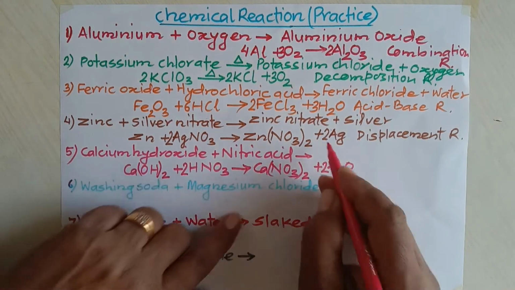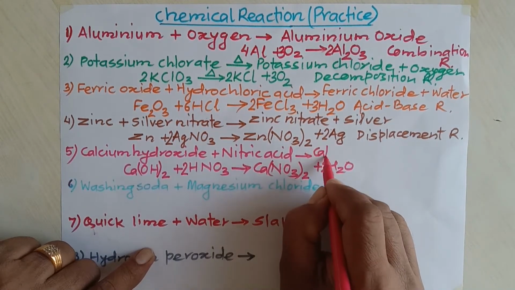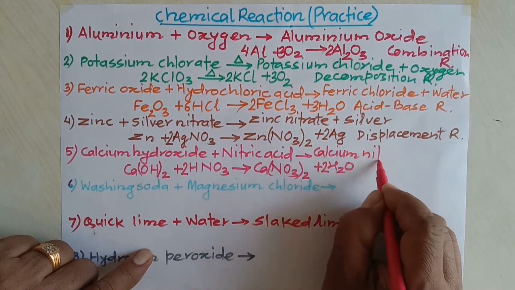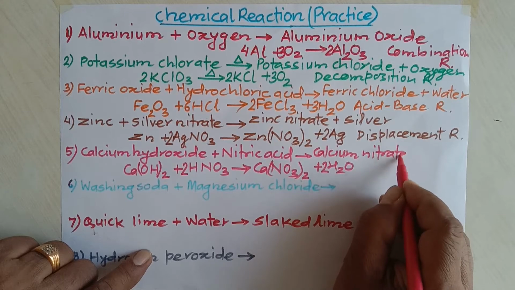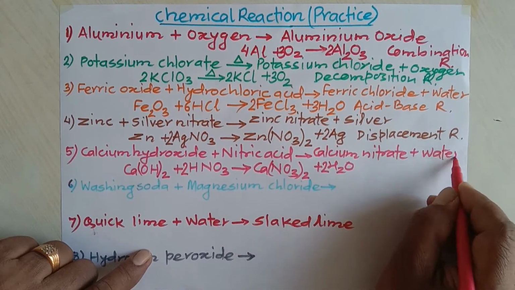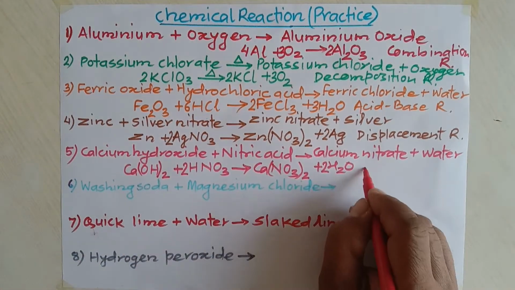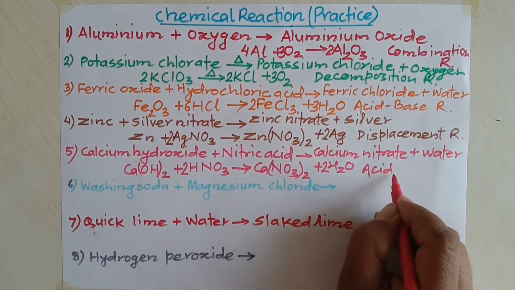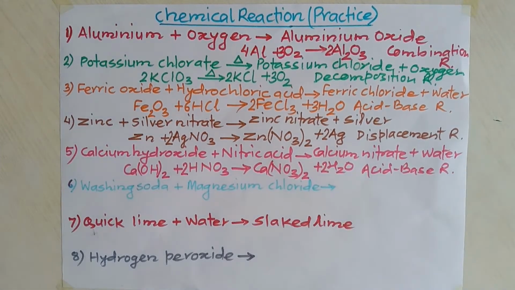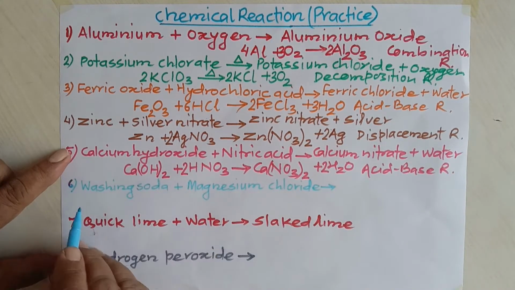Now what is the name of this? Calcium nitrate plus water. Acid base reaction, salt and water formed, and this is acid base reaction. Okay, number 6, washing soda.